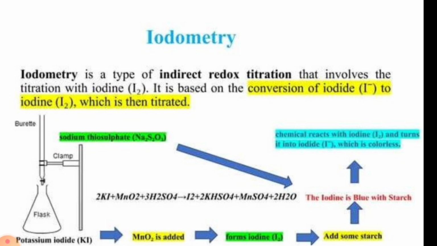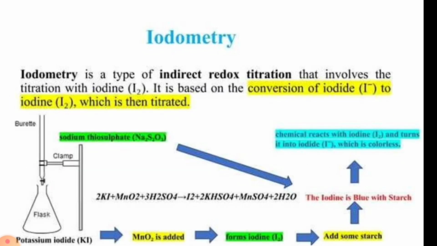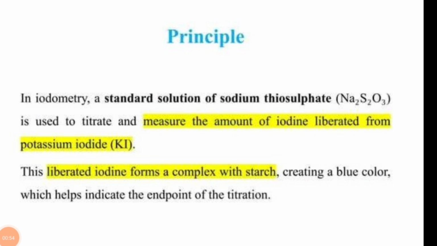In the burette we take sodium thiosulfate, and potassium iodide KI in the flask. The thiosulfate reacts with the iodine I2 and turns it into I negative, which is colorless. First MnO2 is added, which forms iodine. Then add some starch, and the iodine turns blue with the starch. The thiosulfate reacts with the iodine and turns it into iodide, which is colorless.